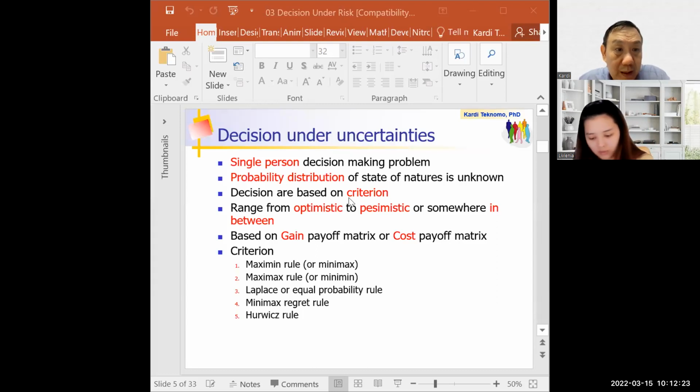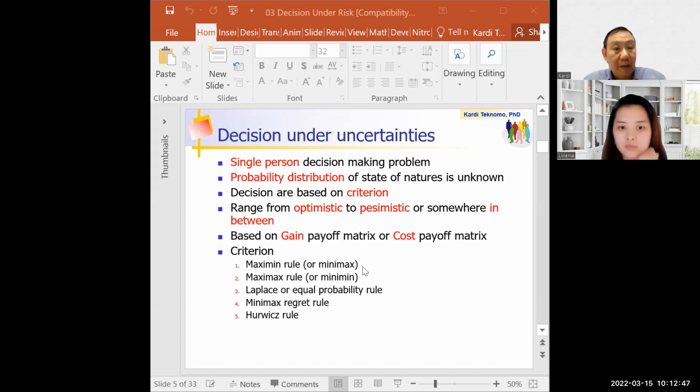Now, we also learned last meeting about decision under uncertainty, right? So this is a review. So basically, this is a single person decision making problem. The probability distribution of the state of nature is unknown, okay? And the decisions are based on criterion. These are the criterion: maximin, minimax, maximax, Laplace, Hurwitz, and Savage, right? Minimum regret. And then it can range from positive or optimistic to negative, this is pessimistic, or somewhere in between, and based on gain or cost payoff matrix.